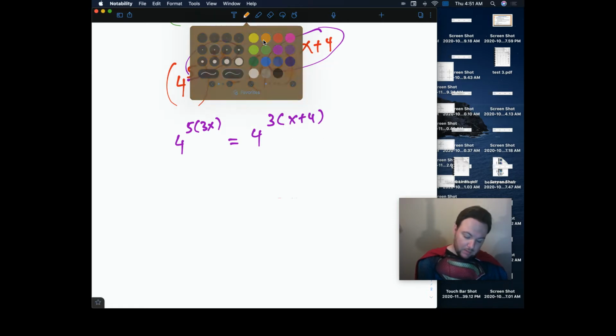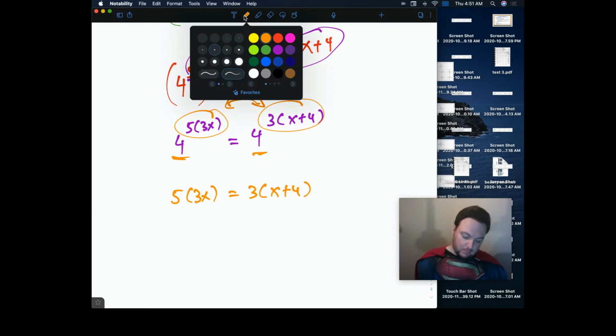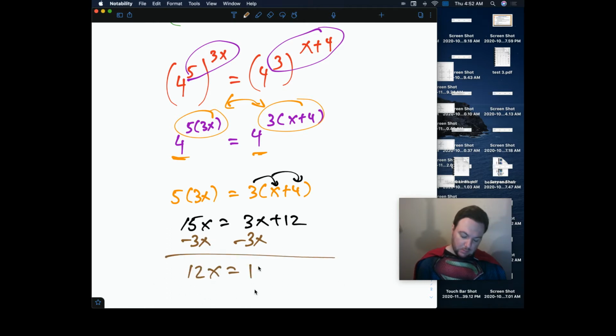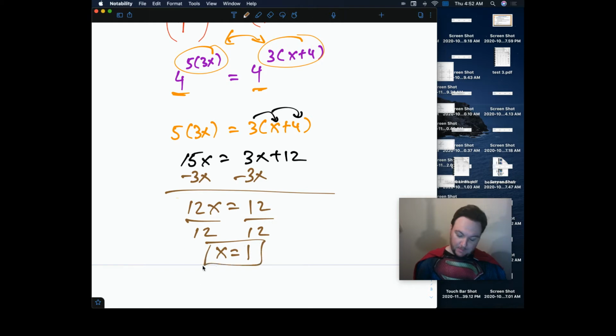Now, if the bases match, then the exponents match. So this is 5 times 3x equals 3 times x plus 4. When we clean this up, this is 15x equals, distributing here, 3x plus 12, and then we combine like terms. So we subtract 3x, and this is 12x equals 12. When we solve, I love how these problems start out super ugly and come out super nice. x is 1.